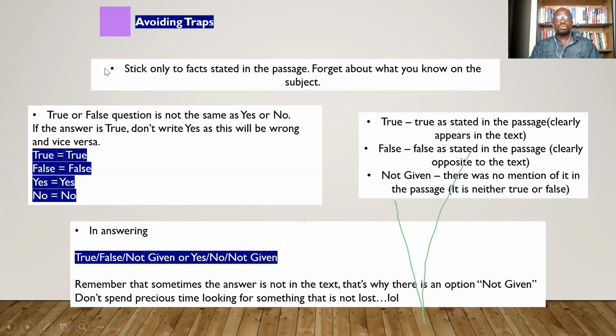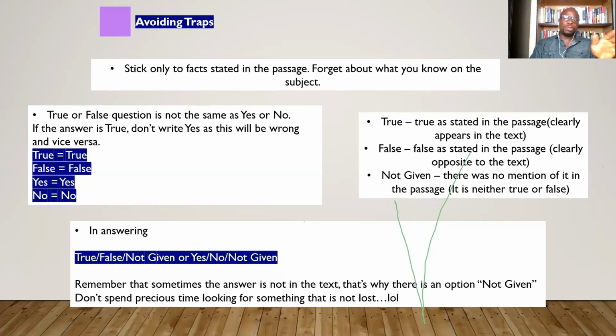Now, when you have true or false questions, and you're asked to answer whether the statement is true, false, or not given, for example, true is not the same thing as yes in this context. So please remember that when you are dealing with questions, if the instruction says to state whether it is true, and it is true, then write true.